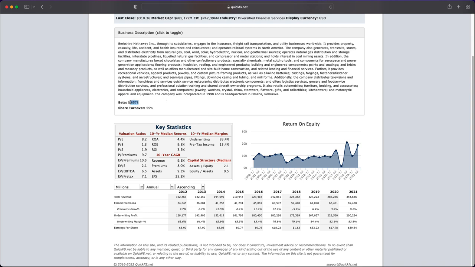Now, the first thing we see, of course, is that the beta is 0.85, being a little bit less than one, combined with the share turnover of 55%, which is rare for a company this large in the S&P 500, suggests that that lower volatility tends to suggest higher quality. You can also see more of a longer-term shareholder base with that share turnover number.